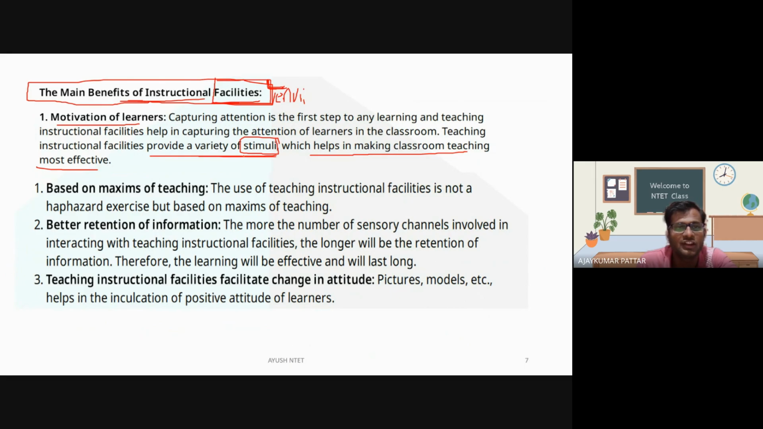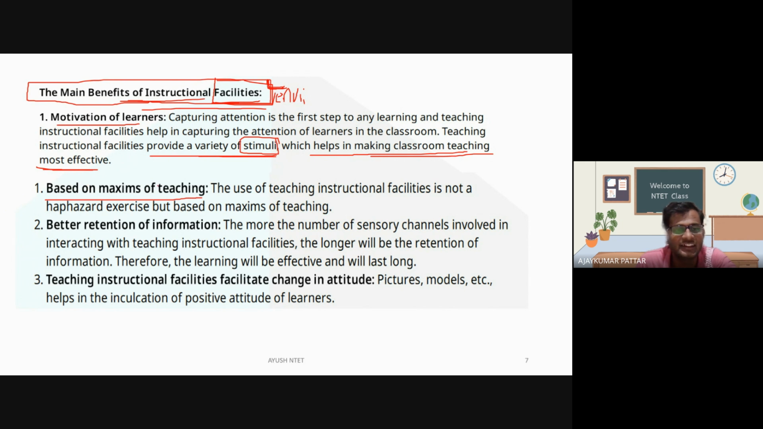That is the first importance of instructional facilities. It motivates the learners. Then it makes the classroom teaching most effective. To be effective, we need instructional facilities. Then these instructional facilities are based on maxims of teaching. It is not like you can use these facilities randomly.